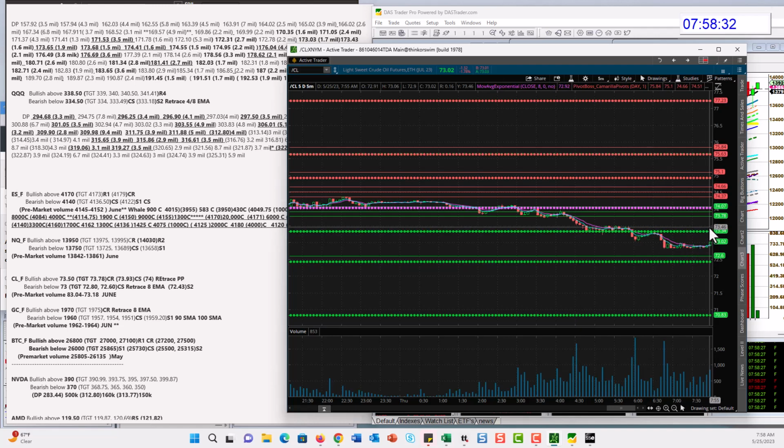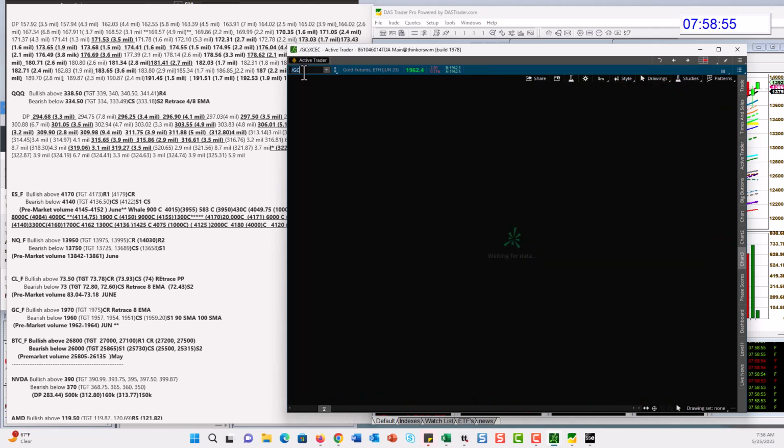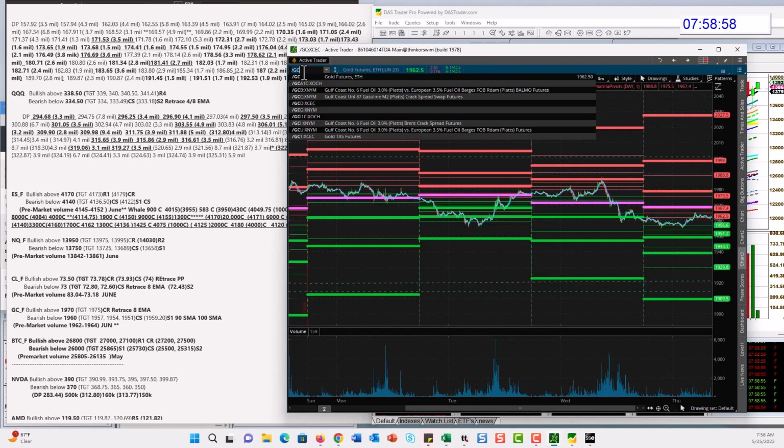Oil pulling back a little bit this morning. Bullish above 73.50. Bear below 73. Looks like we just came down a little bit, and we hit our first target at 80. So I wouldn't take the 73 again. If we break below S2, possibly. Yeah, I don't know. I don't really love the oil trade today. Gold bullish above 1970, bear below 1960.